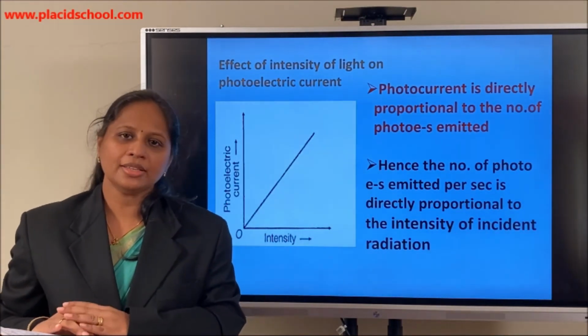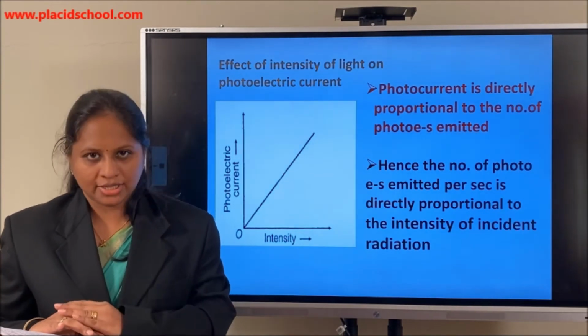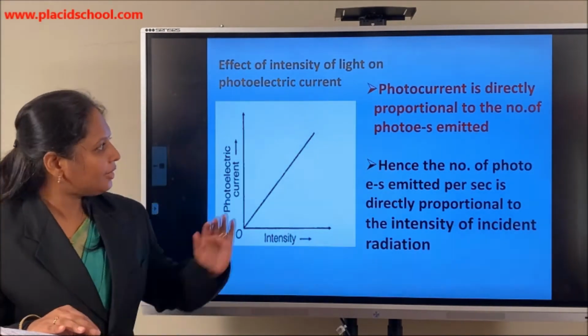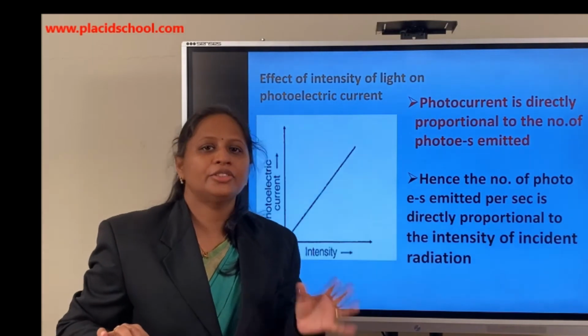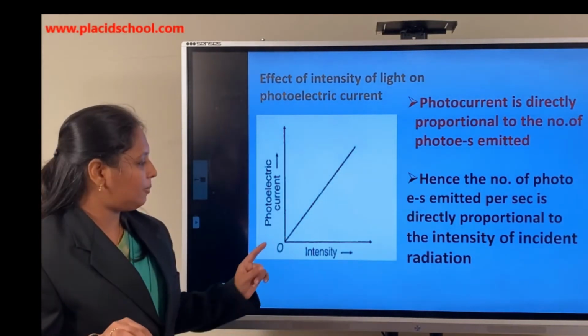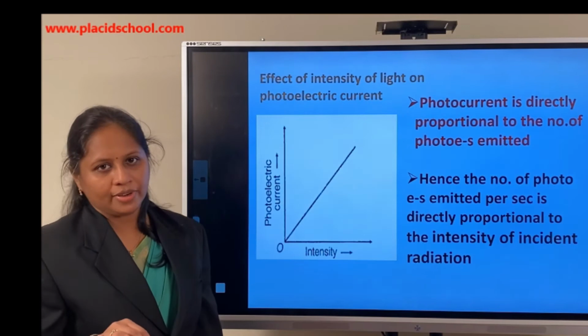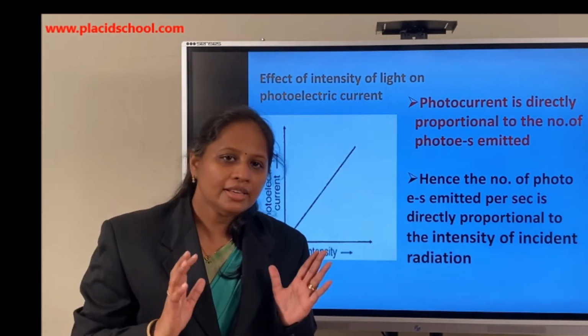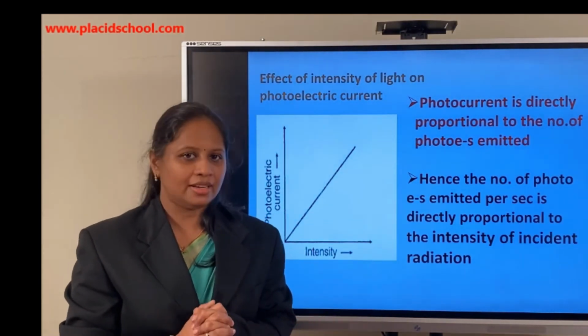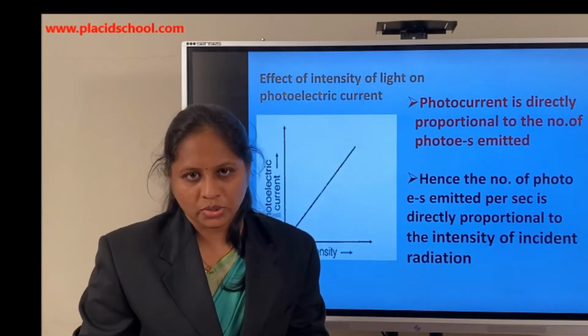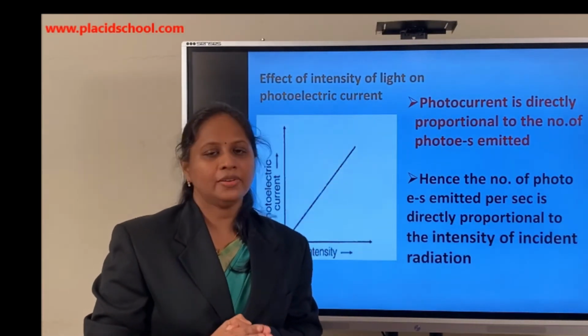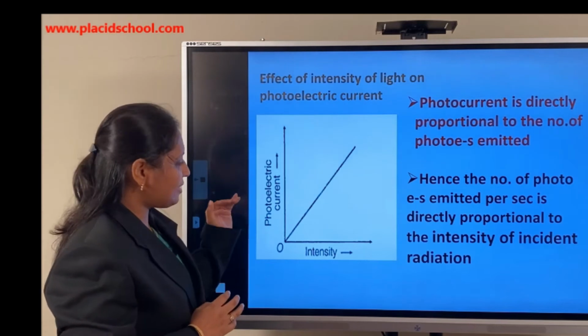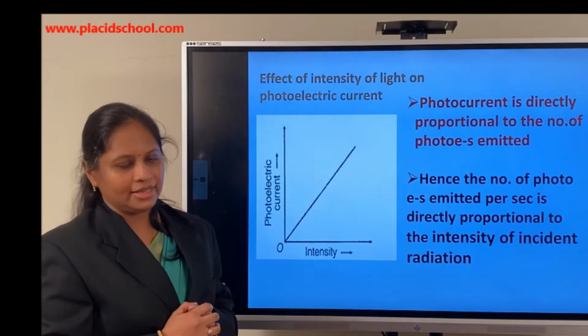Current increases means number of photoelectrons emitted increases, is it? Number of photoelectrons emitted is directly proportional to the intensity of radiation. Is that clear? So as the number of photoelectrons emitted increases, the photocurrent also increases, and it is observed that this photocurrent is directly proportional to the intensity.